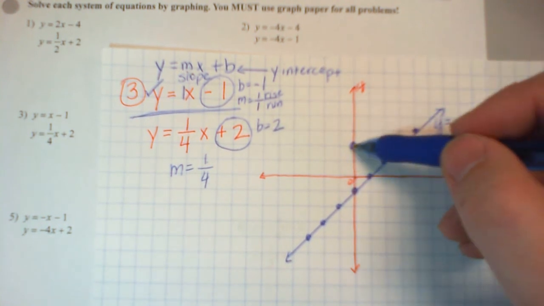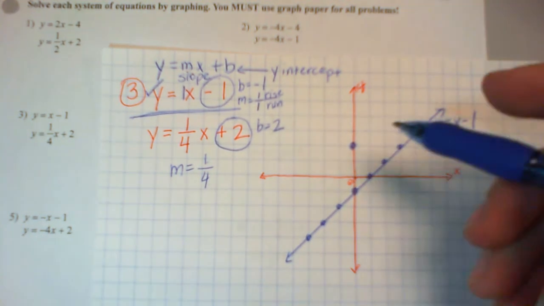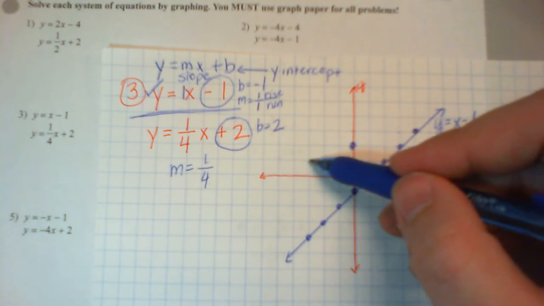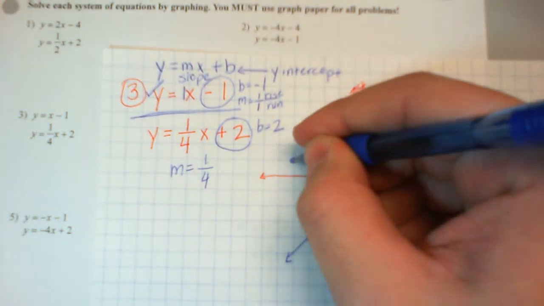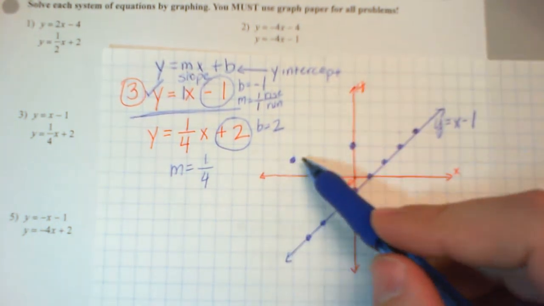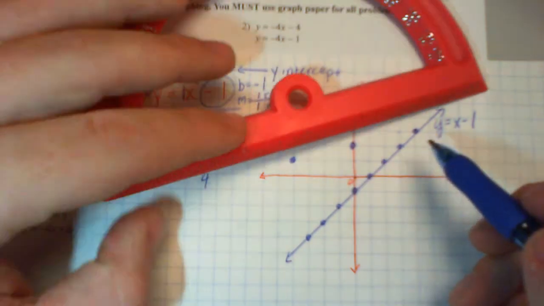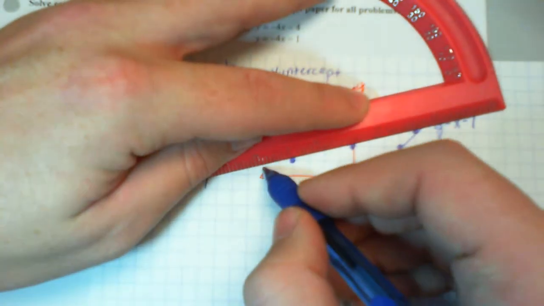So also, I want to do the opposite of that. I want to go down 1, left 4. So down 1, left 4. 1, 2, 3, 4. So I now have 3 points for this line. 1, 2, 3. And this point right here shows a common point with this line. And that's going to be a value here in just a second.